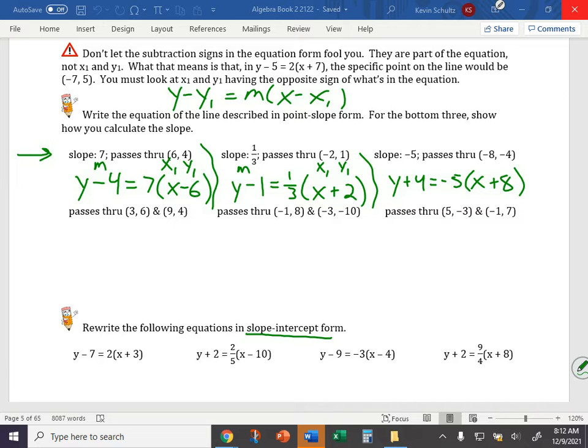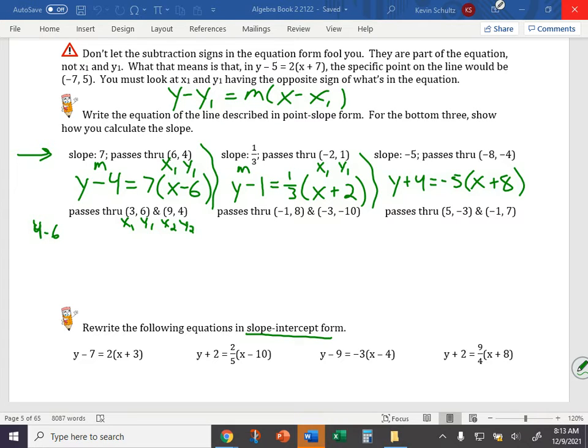The bottom three, what's your only extra step here? Kylie? You have to find the slope first. And you do that by using the slope formula. So we can label these x1, y1, x2, and y2. We plug those into the slope formula now.